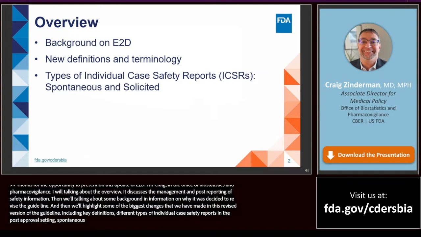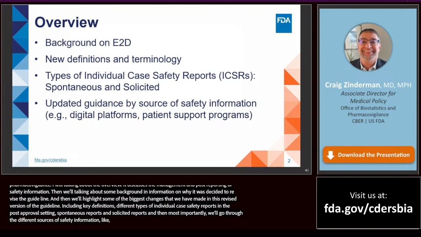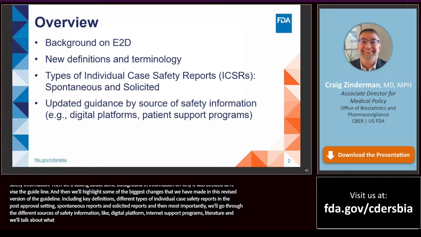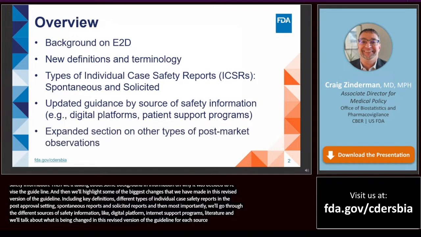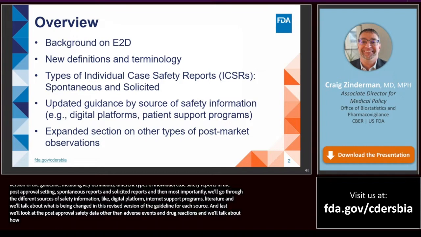and solicited reports. And then most importantly, we'll go through the different sources of safety information, things like digital platforms, internet, patient support programs, literature, and we'll talk about what's been changed in this revised version of the guideline for each source. And then last, we'll cover some scenarios that marketing authorization holders observe in post-approval safety data other than adverse events or adverse drug reactions. And we'll talk about how we've expanded that section on other observations.